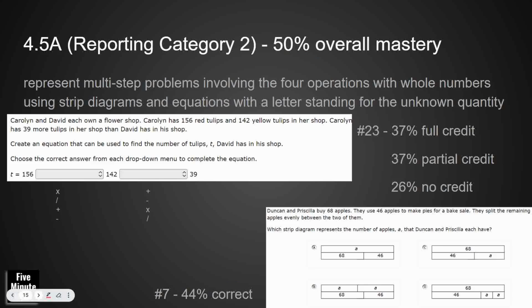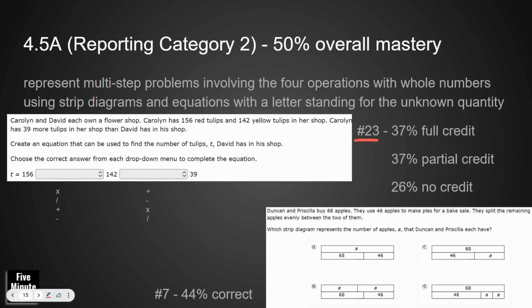Next, we're looking at 4.5a. This is in reporting category 2, and we're representing multi-step problems involving all 4 operations using strip diagrams and equations with a letter standing for the unknown quantity. We had 50% overall mastery, and as you can see here, we had an inline choice here for number 23. So let's look at that one first.